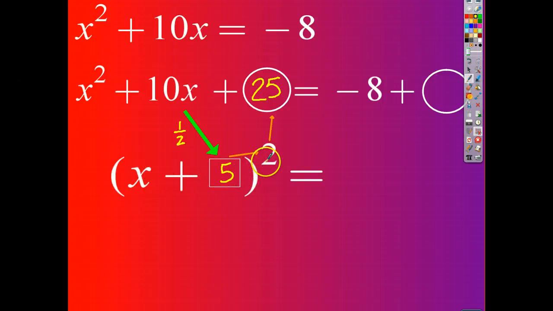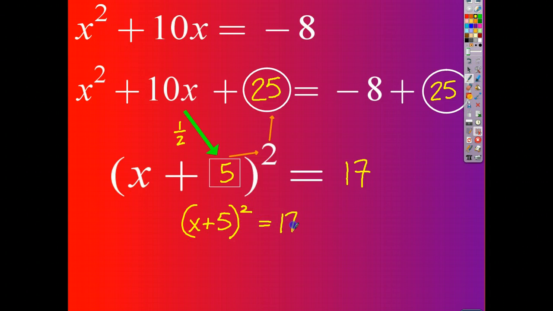Well, if I put 25 and I add it to this side, that means I need to add 25 to this side in order to keep this thing equal. Okay, so now I have 25, okay, minus 8. So let's go ahead and subtract. So I got 25. 25 minus 8 is going to be 17. Okay, so now I have x plus 5 squared. Let's rewrite this. I have x plus 5 squared is equal to 17.